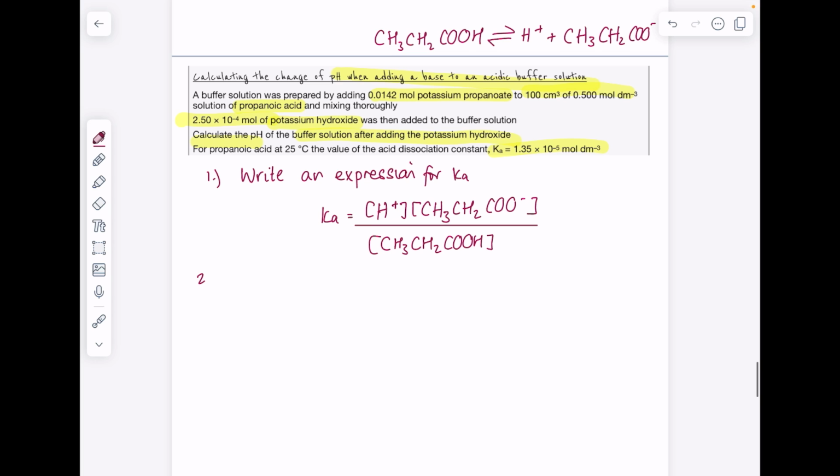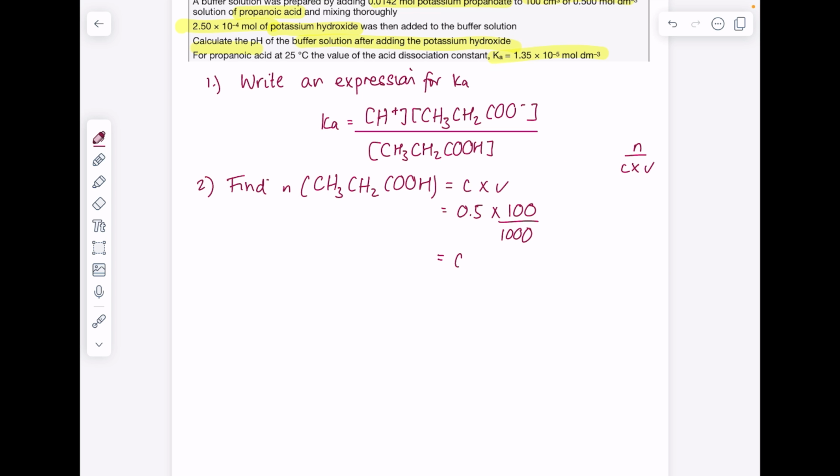Our next step is to find the number of moles of propanoic acid, so our weak acid initially. So it's concentration times volume. Concentration was 0.5, volume was 100 centimeters cubed. So our initial number of moles of propanoic acid was 0.05 moles.